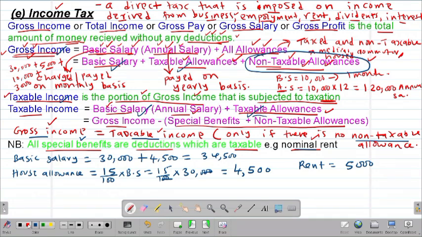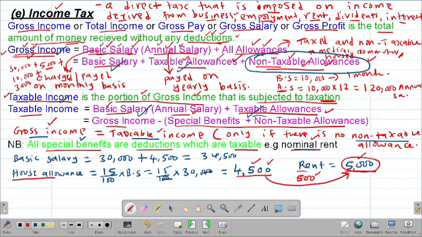Remember, the government is only catering for 4,500 as the house rent. But this person decides to live in a house whose rent is 5,000 shillings. Therefore, it simply means that whatever the government is providing as the house allowance is not enough for the rent required by this particular employee. Therefore, to pay the landlord, the employee will be forced to pay an extra 500 shillings. So that 4,500 plus 500 shillings, the employee will pay a rent of 5,000 shillings.